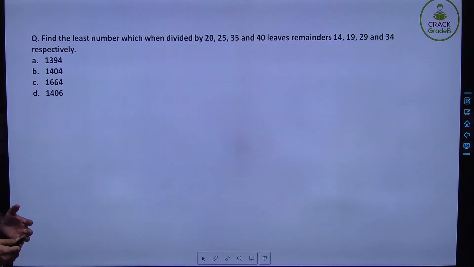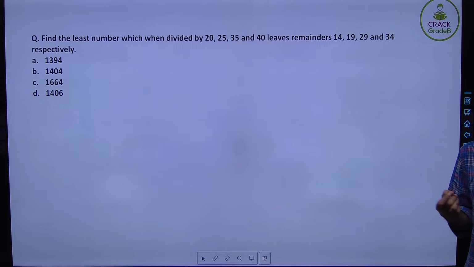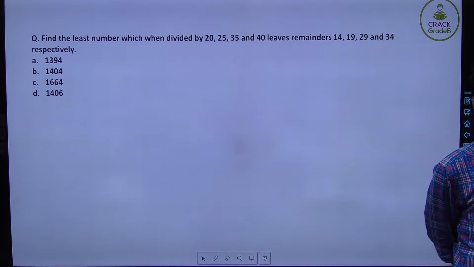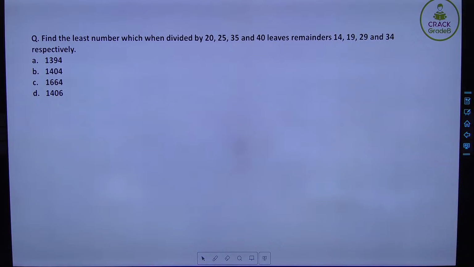Use options to answer this question. To use options, you will have to do that division, multiplication, subtraction, addition. A 1394. Okay. Everyone should try to answer the question. Will you be able to solve this kind of question if you get it in the exam?